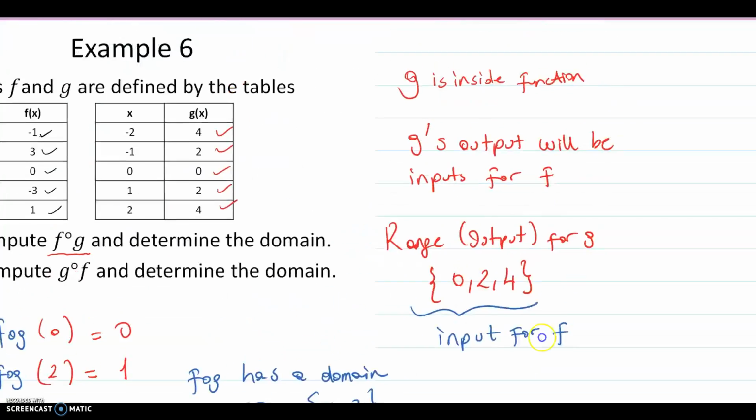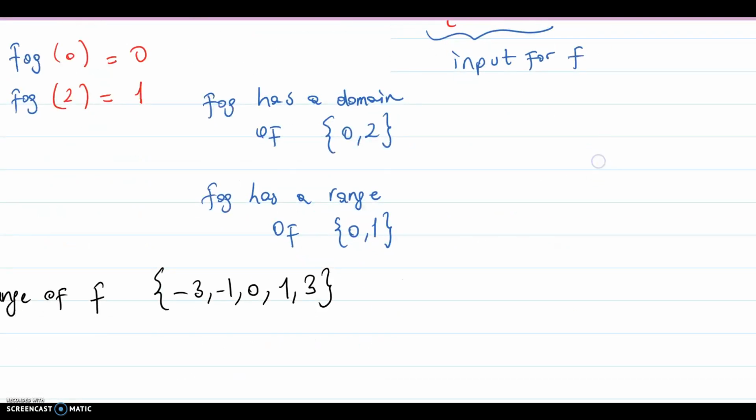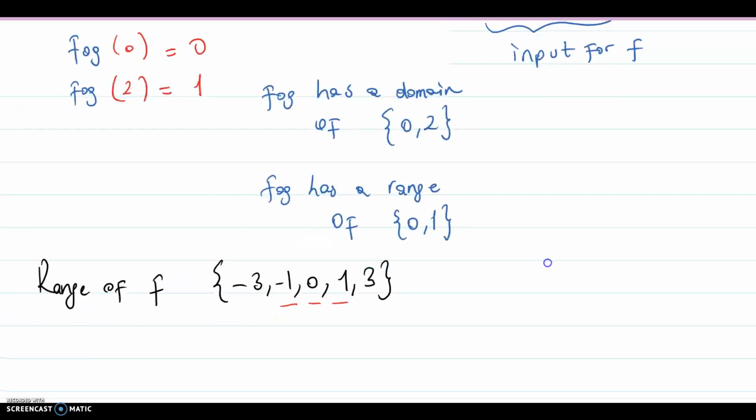Then these will be working on g. However, this cannot work. This is okay. This is okay. This is okay. This cannot work. So we can only take -1, 0, 1 from here. -1, 0, 1. Right?